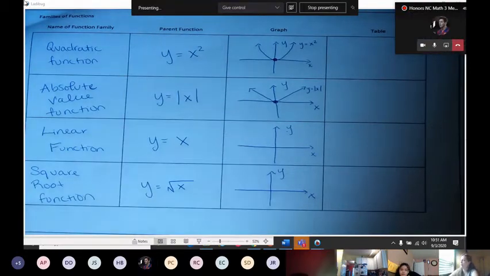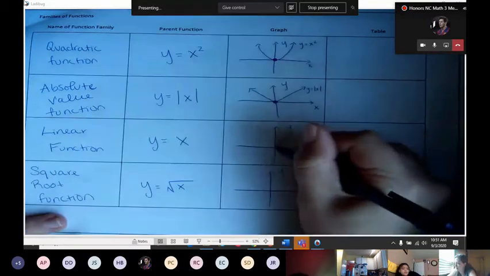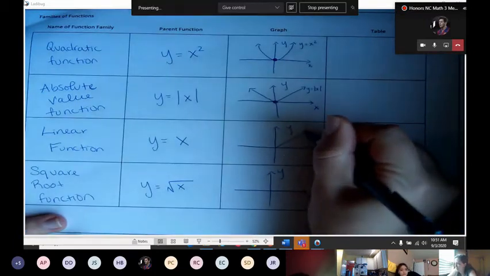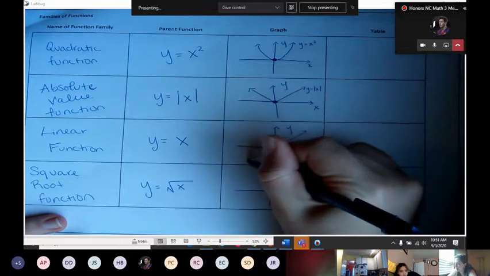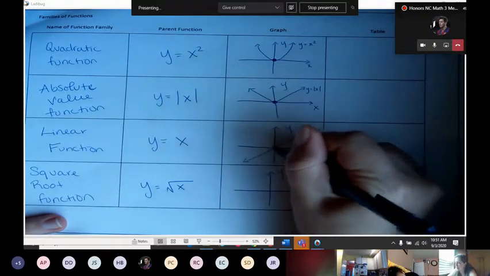Okay, and then we have our linear function. And that is just a positive sloped line that passes through the origin right here.